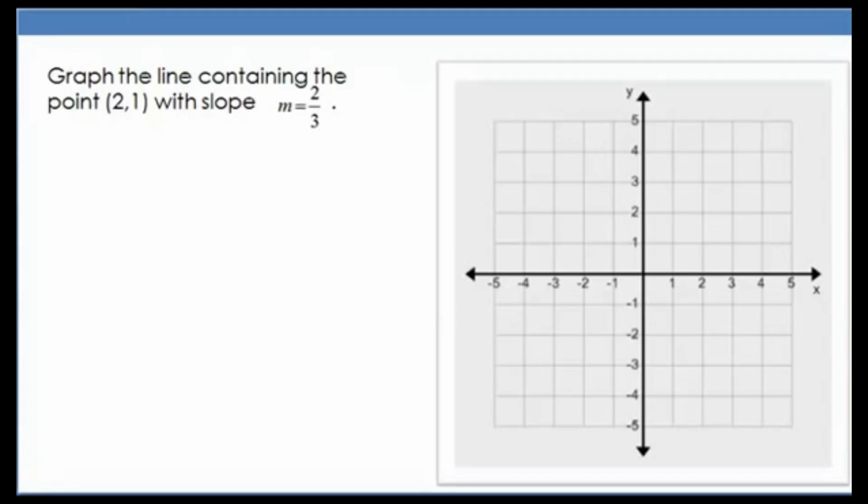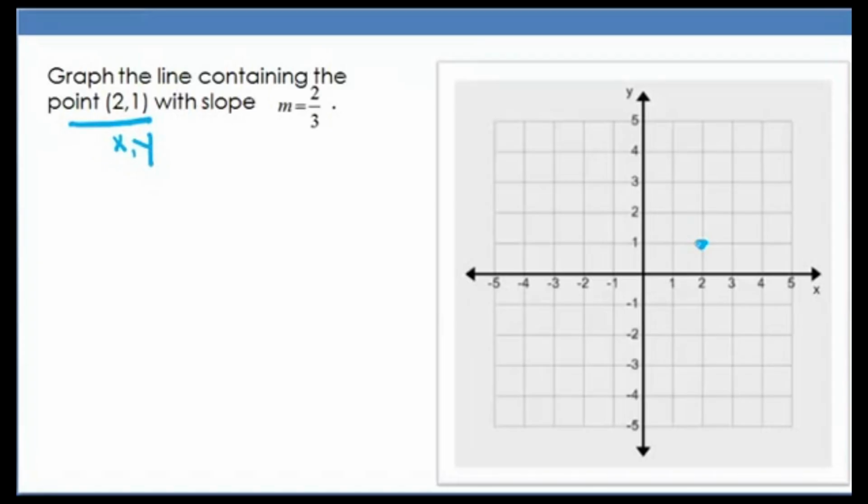So step 1 is to plot the point that we know. So our point is 2, 1. Now remember, this is plain old point plotting. Don't mix it up with slope. Your first coordinate is x. The second coordinate is y. So our point is 2, 1. Start at 0, 0. We're going to go over to 2 on the x and 1 on the y and make our point.